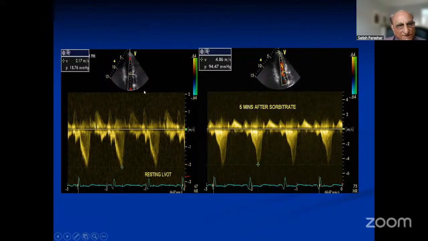So once you are suspecting HOCM, you give sorbitrate and you go on recording, and here you see a typical dagger-shaped recording in late systole, and it went up to about 94. So that is one advantage of doing it with sorbitrate.